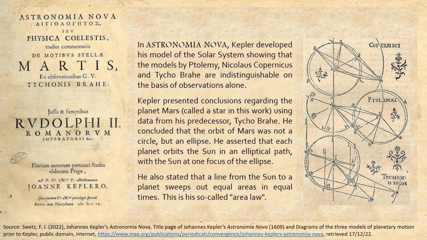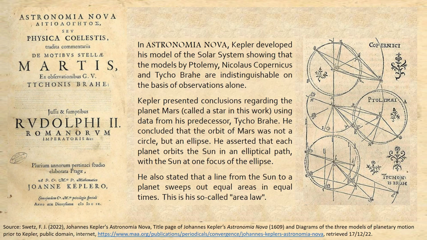In Astronomia Nova, a book that Kepler wrote, he developed a model of the solar system, and you can see on the right-hand side a drawing with the models from Copernicus, from Tycho Brahe, and from Ptolemy. Ptolemy was an ancient Greek. And he showed that all 3 models were indistinguishable on the basis of observations alone, just by looking at errors of measurement with 8 degrees of arc as an error. And it was probably the first time that errors of measurement were actually used in a theoretical sense like this.